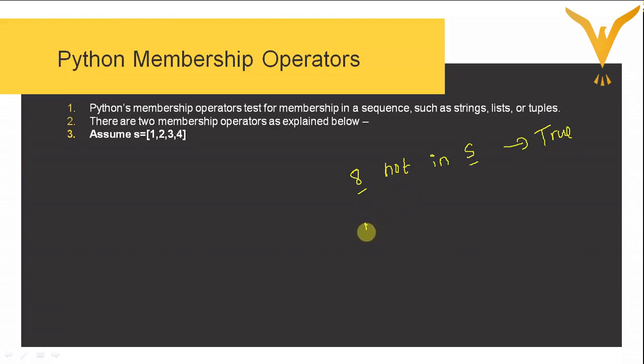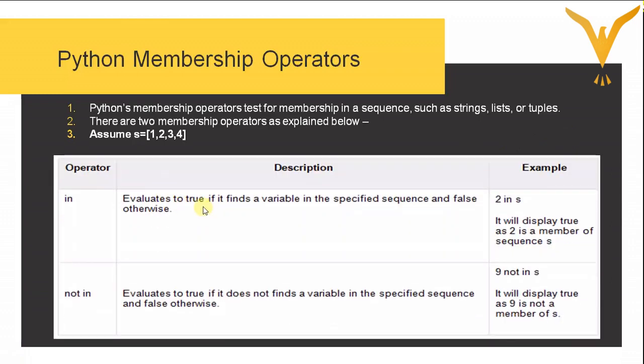But if I write 4 not in S, in this case 4 is a member of S, but here I am using the not in operator, hence it will return false. So these are my membership operators. A membership operator will either return true or false. There are a total of 2 membership operators in Python, in and not in, and these operators work with sequences only.